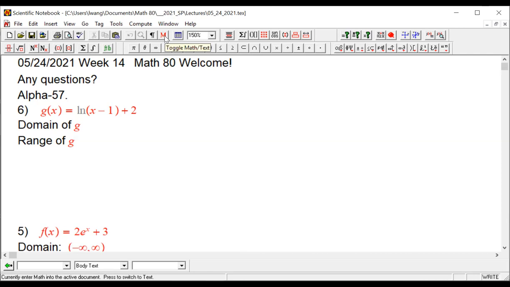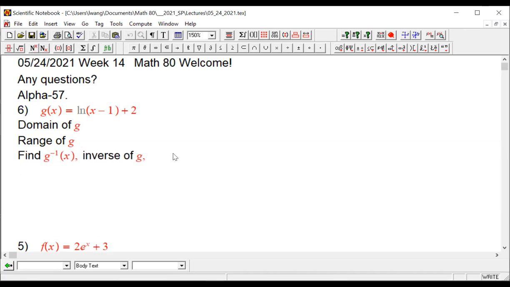Which is, we try to find F, which is the inverse of G. Or you can also say, just don't use F, use G inverse. Right? We can do that.